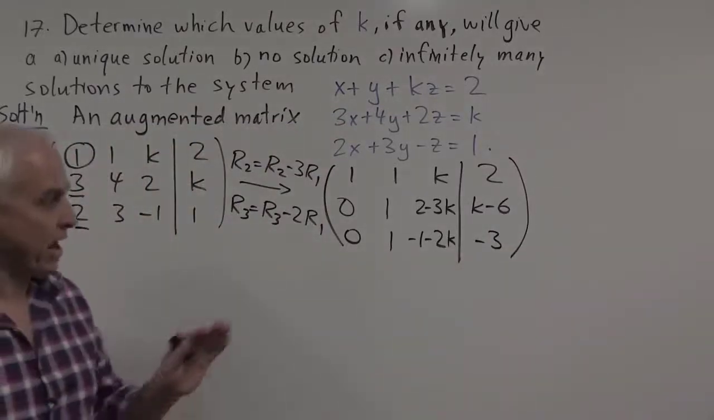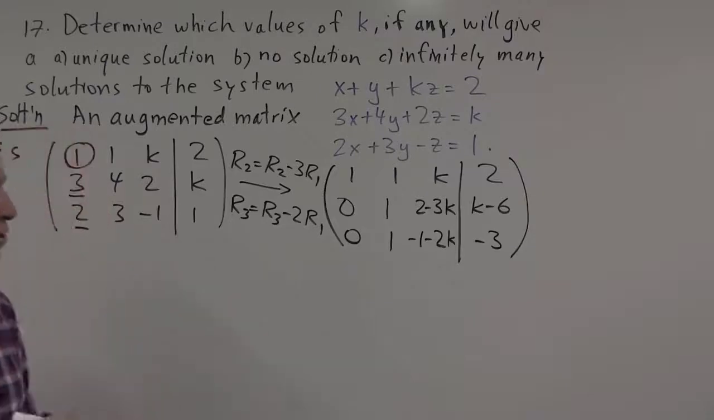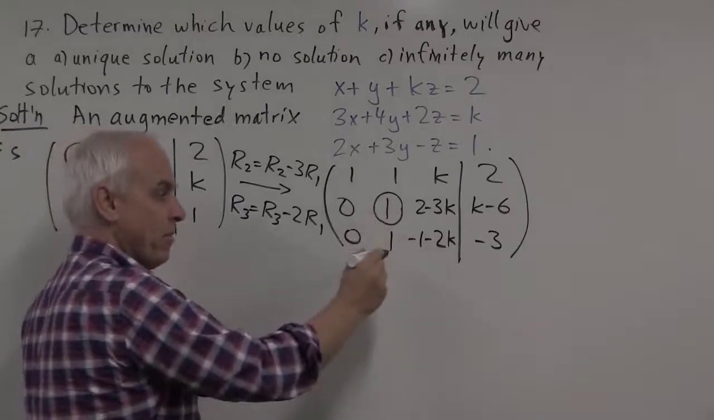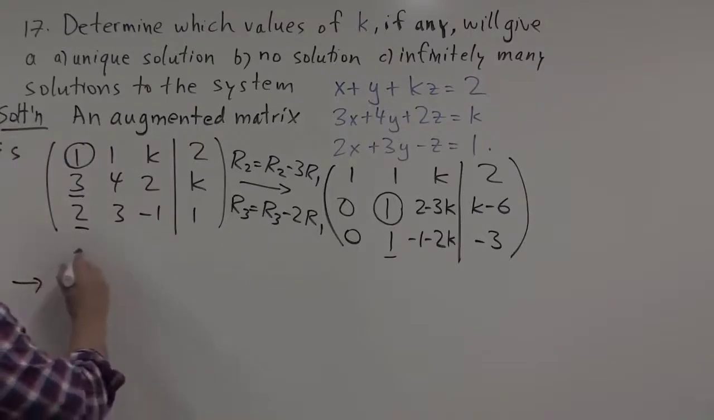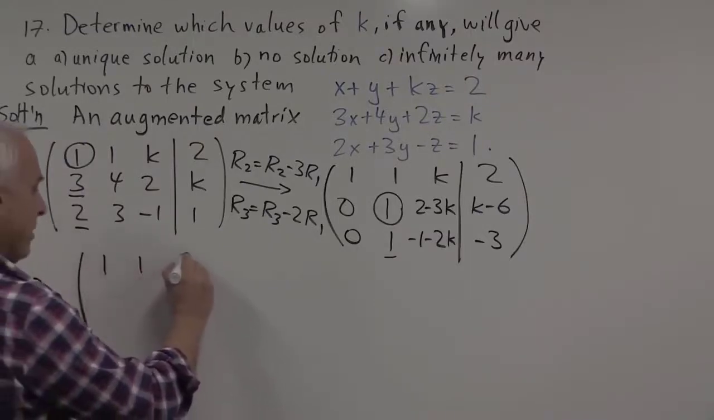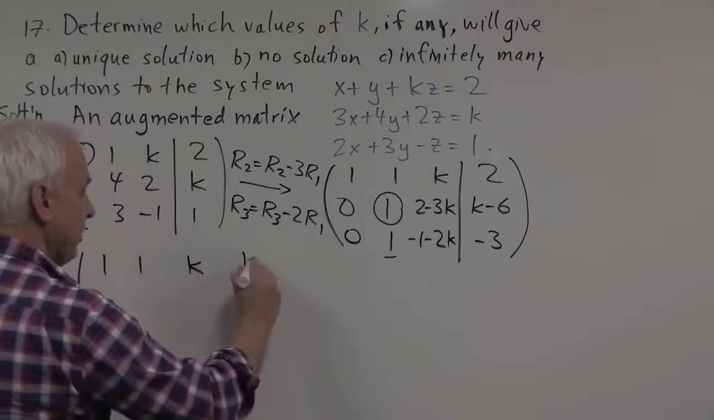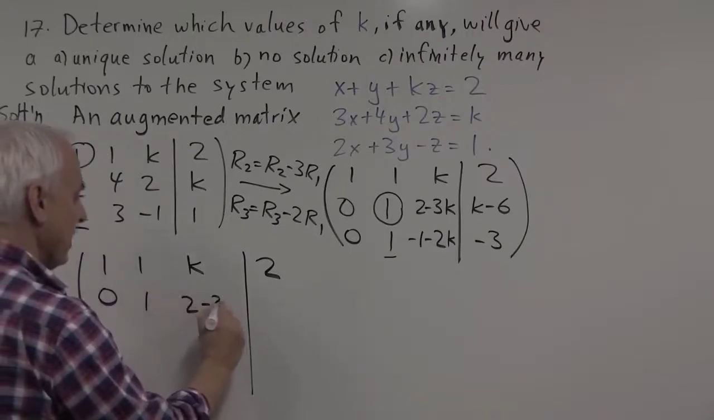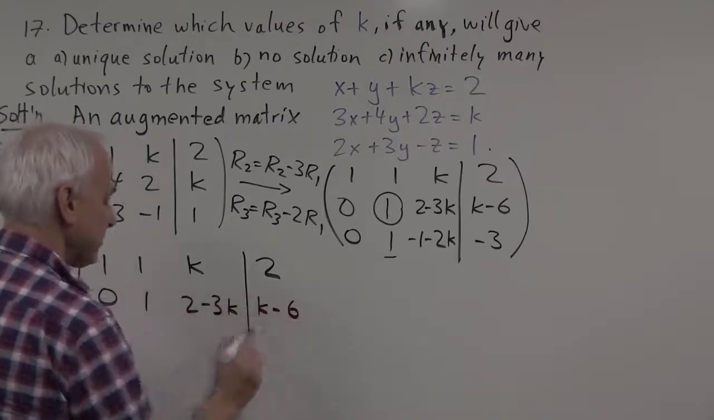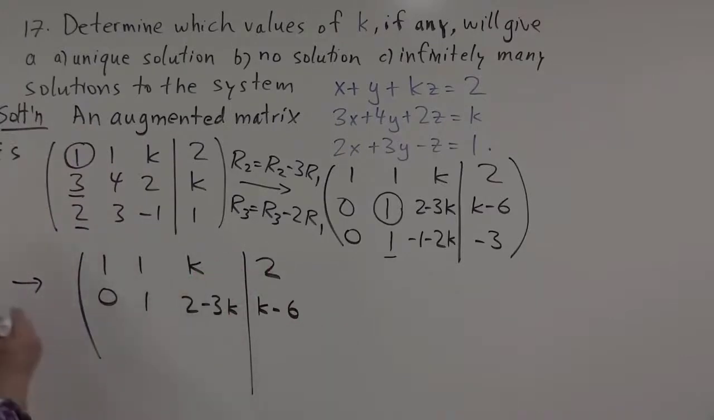It's a little bit complicated now because there's this k involved instead of numbers, but we're still going to proceed with our row reduction and see what it gets us. So at our next step, we take this 1 as our pivot entry, and we're going to eliminate the 1 below it. So going over here, we're going to have 1, 1, and I'll leave a little bit more room here now because it might get a little bit more complicated algebraically. And 0, 1, and here we have 2 minus 3k, and k minus 6. We're going to take row 3 to be row 3 minus row 2.